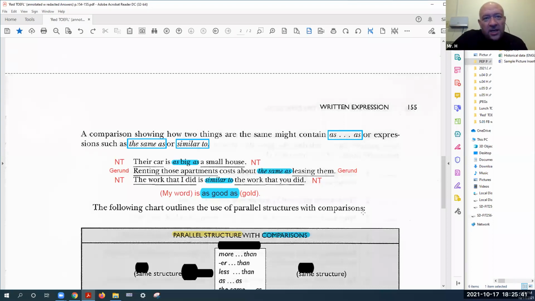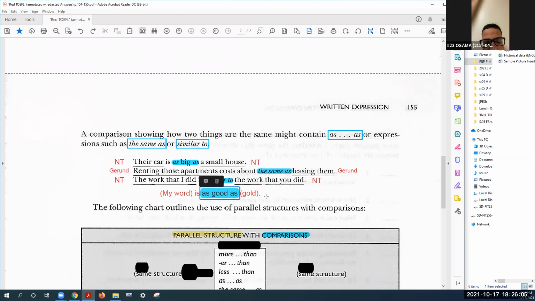Okay. What's the structure here? What do we have on the left? Noun thing. On the right, noun thing. And in the middle, the comparison. And also, what do we have? The verb. There we go.